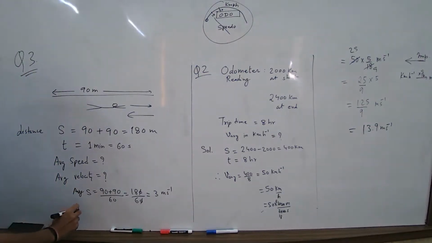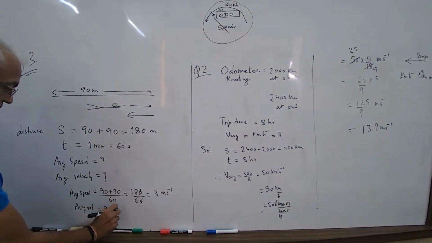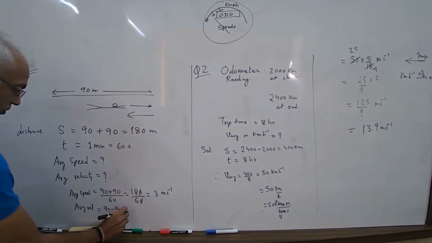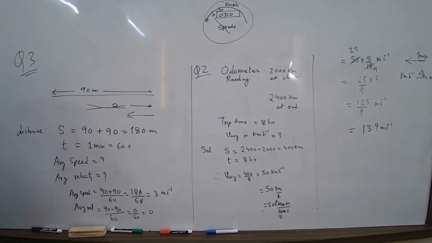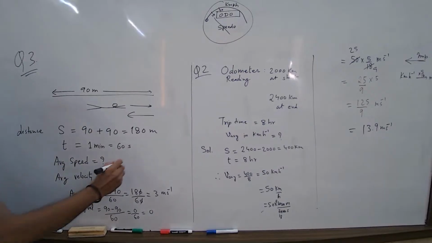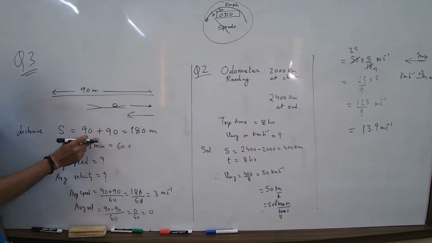The average velocity, this is average speed. Everybody understood? Yes, sir. Ninety minus 90, which is 0 by 60. This is the displacement. So you understood. Okay. So for displacement, this becomes minus.